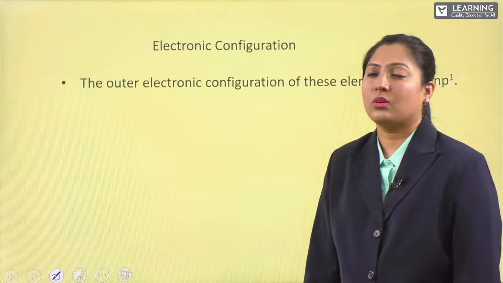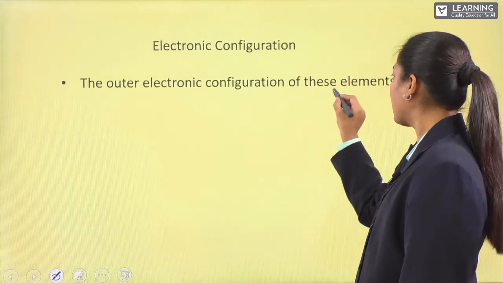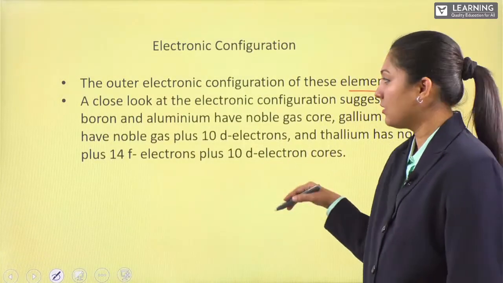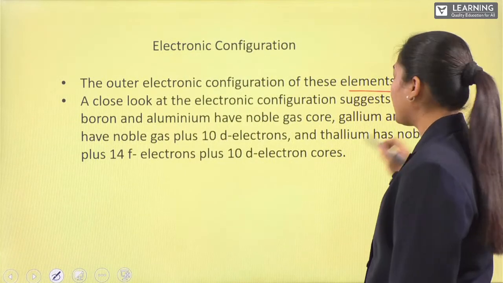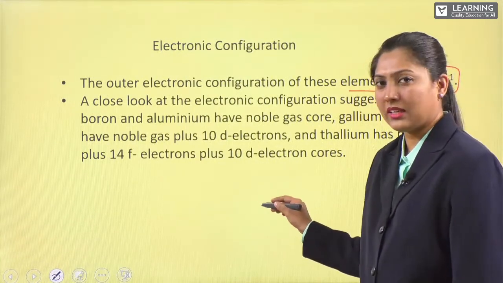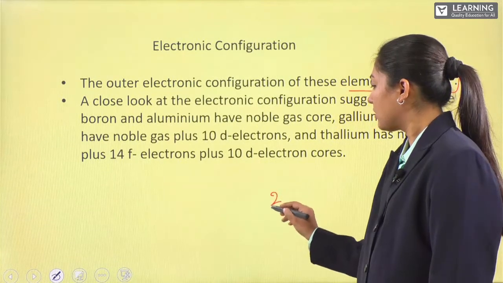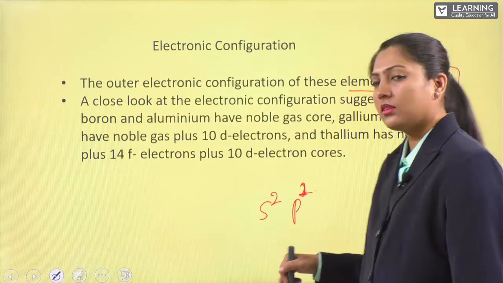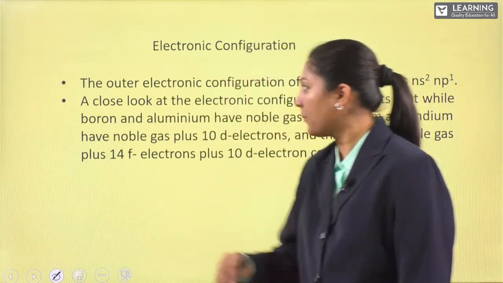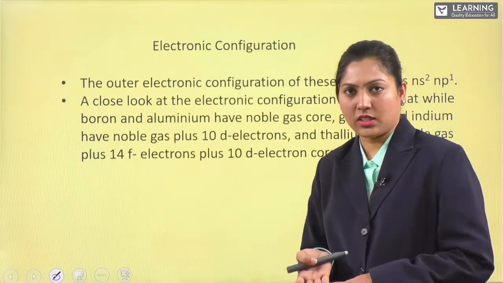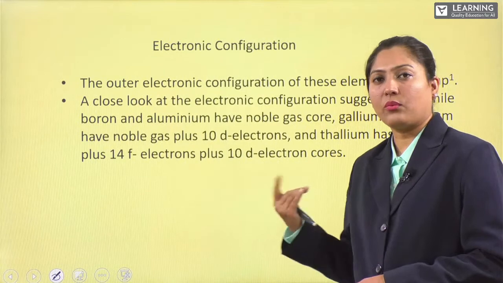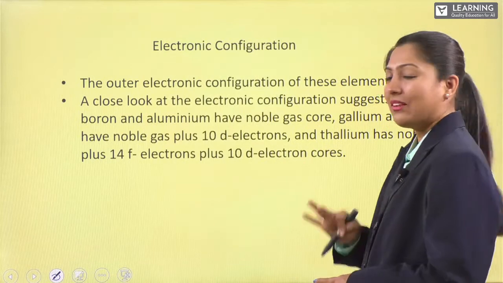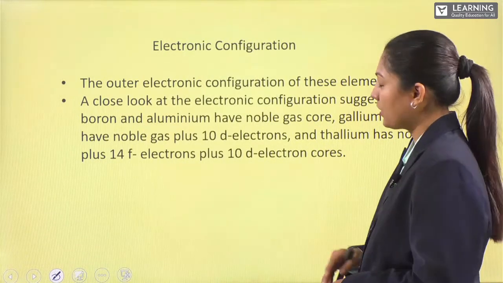Electronic configuration. The outer electronic configuration of these elements is ns2 np1, as we know, as they are group 13 elements. For nihonium we saw it as ns2 np2, but it should be np1, okay, because it is in group 13. You just correct it. The outermost electronic configuration is s2p1. As we said, it is in group 13, it should have 3 valence electrons.